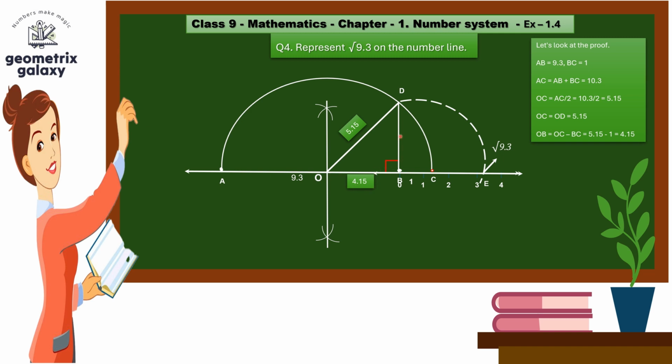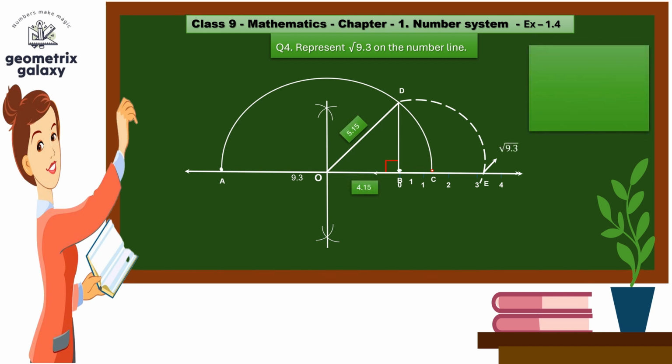Now let us see how can we prove that the measure of BD is root 9.3. Now see the picture. The triangle OBD is a right angle triangle. So we can use Pythagoras theorem and prove that the measure of BD is root 9.3. In this triangle, OB is the base and BD is the perpendicular side and OD is the hypotenuse. So OB square plus BD square is equal to OD square. We need to prove BD measure.